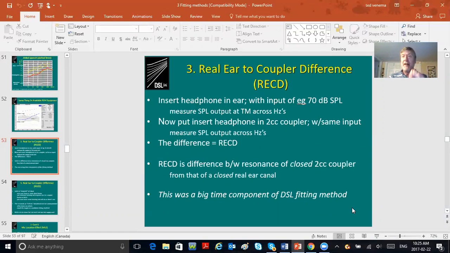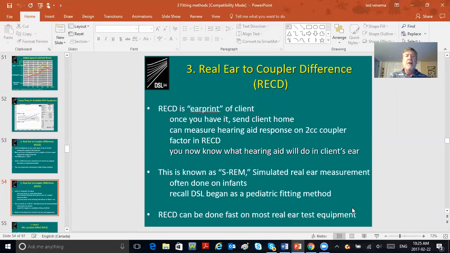You take the hearing aid and the 2cc coupler, okay, put the hearing aid in the ear, plug it with a foam ear plug, done. The computer just calculates it and sticks it into the formula. Anyway, real ear to coupler difference is really the ear print of your client. If you had a child who doesn't want to sit still for real ear measurements all day, that kid is fidgety and is fussing all over the place, quickly measure his RECD. Send the kid home. Put the hearing aid on a 2cc coupler. Factor in his RECD, and you'll know exactly what it'll do in his ear.